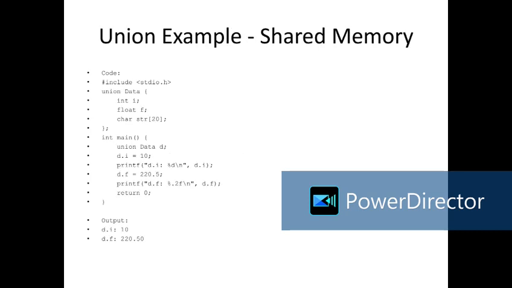Demo for union shared memory. Let's see a union in action. Union data with int i, float f, and char str[20], and close the bracket. In the main function, open the bracket: union data d; d.i equals 10. printf("d.i = %d\n", d.i). d.f equals 220.5. printf("d.f = %.2f\n", d.f). Then return 0 and close the bracket.